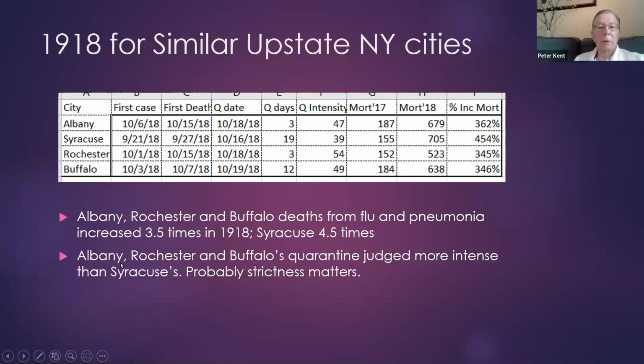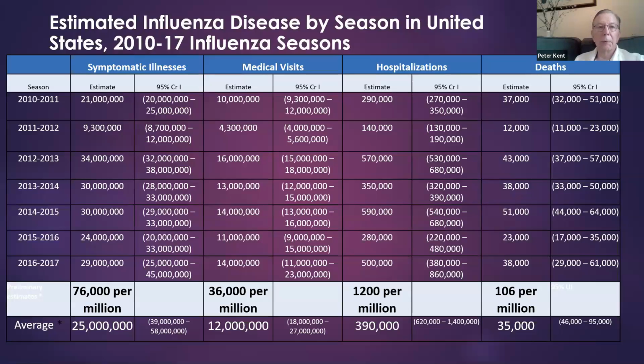And you also see that Syracuse right here, their enforcement intensity is not as high as these other three. And that may explain why they had 4.5 times the number of deaths rather than 3.5 times the number of deaths from the prior year. So I'm trying to take the data and see if I can get anything out of this preliminary data, and that's the best I could get. I read a book on pandemics, but it was too long to repeat, and I didn't pick up anything that I could pass on.